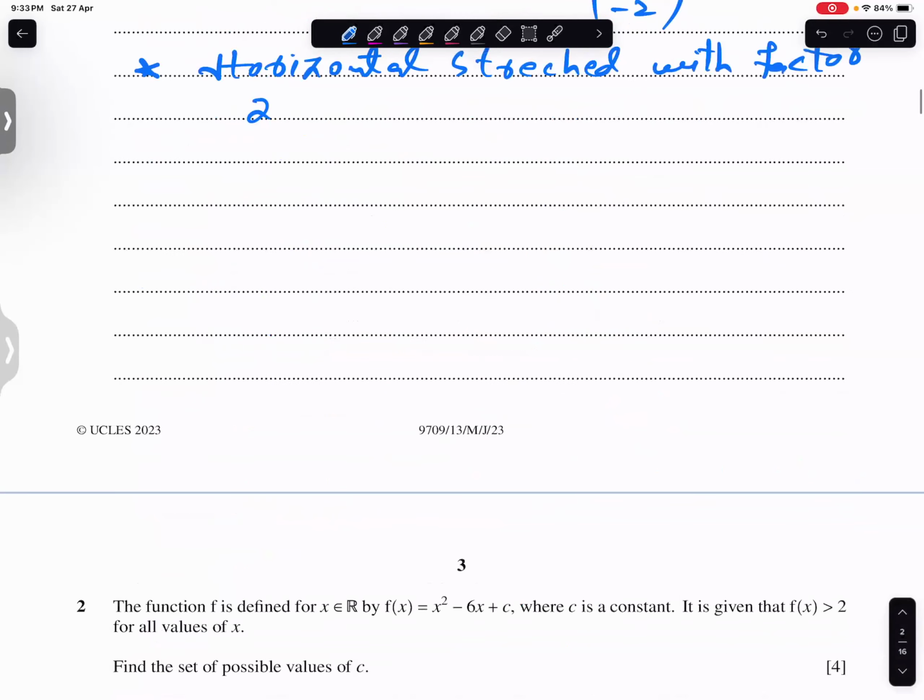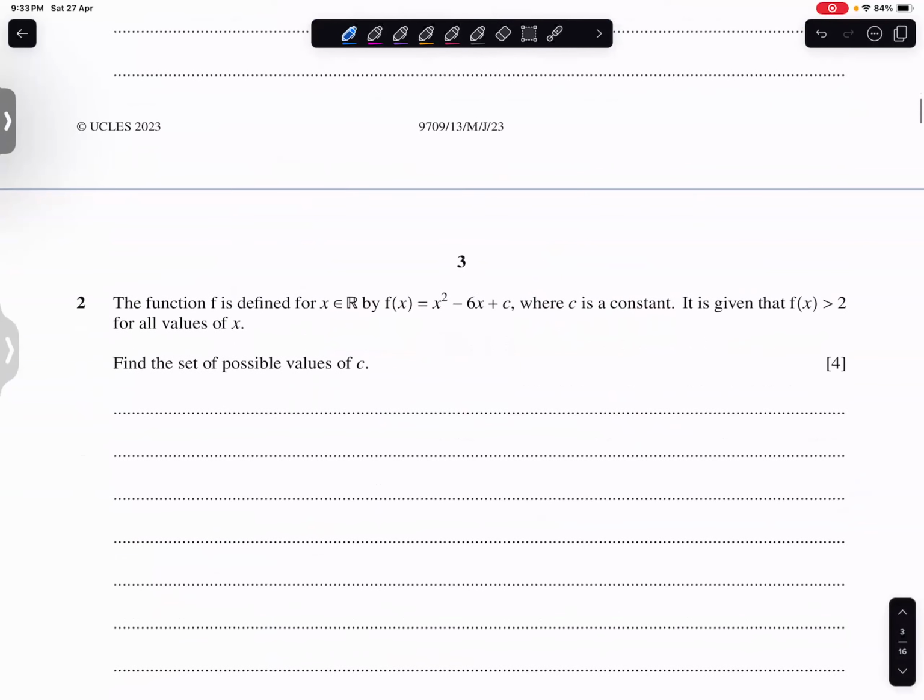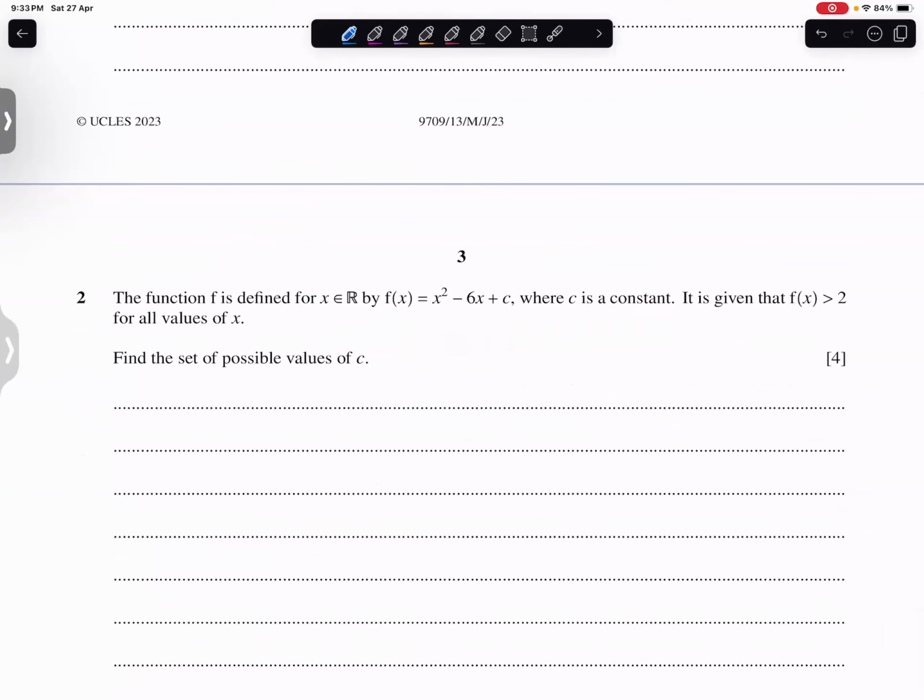Next, we have, this is a very, very interesting question, students. Question 2. The function f is defined for x belongs to R, where c is a constant. It is given that f of x is always greater than 2 for all values of x. Find the set of possible values for c.